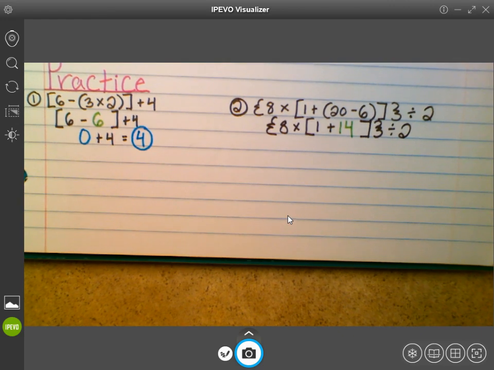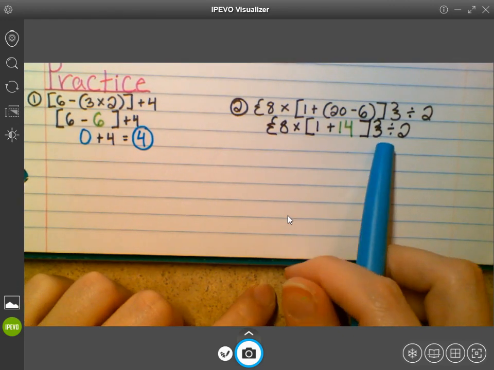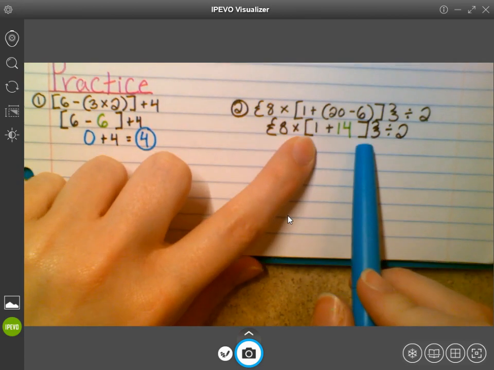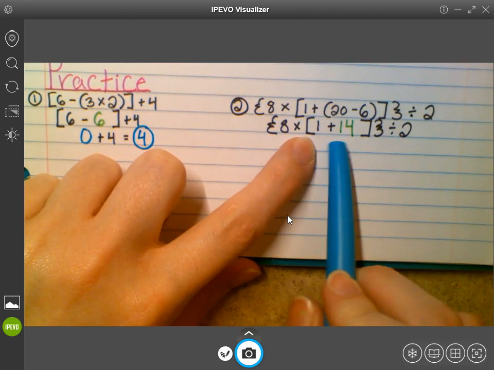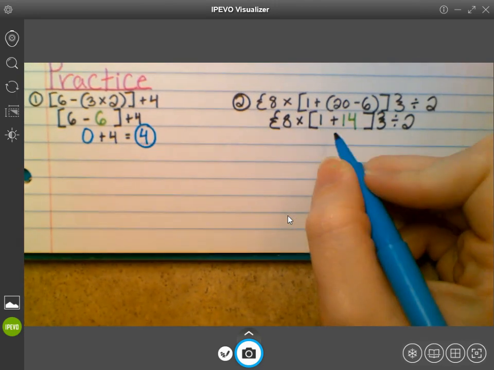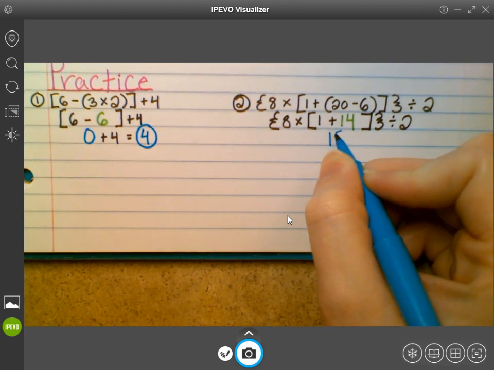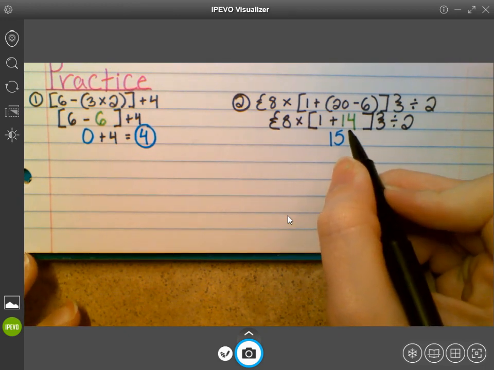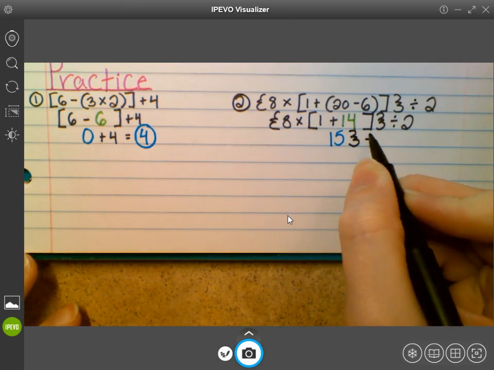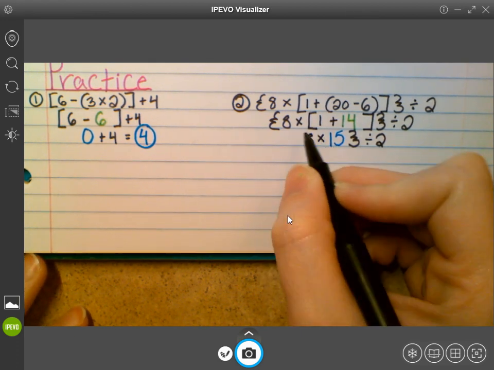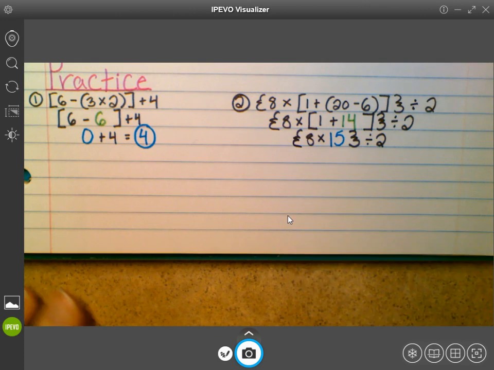Okay, now, again, on the outside I have divided by 2. I go in, I have braces, then I have brackets, and I don't have any other grouping symbols inside. So 1 plus 14 is what, 5th grade? 15. It is 15. So then I don't need to put my brackets, but I do need to put my closing brace and divided by 2 to the right. Then I need my times 8 and opening brace to the left.